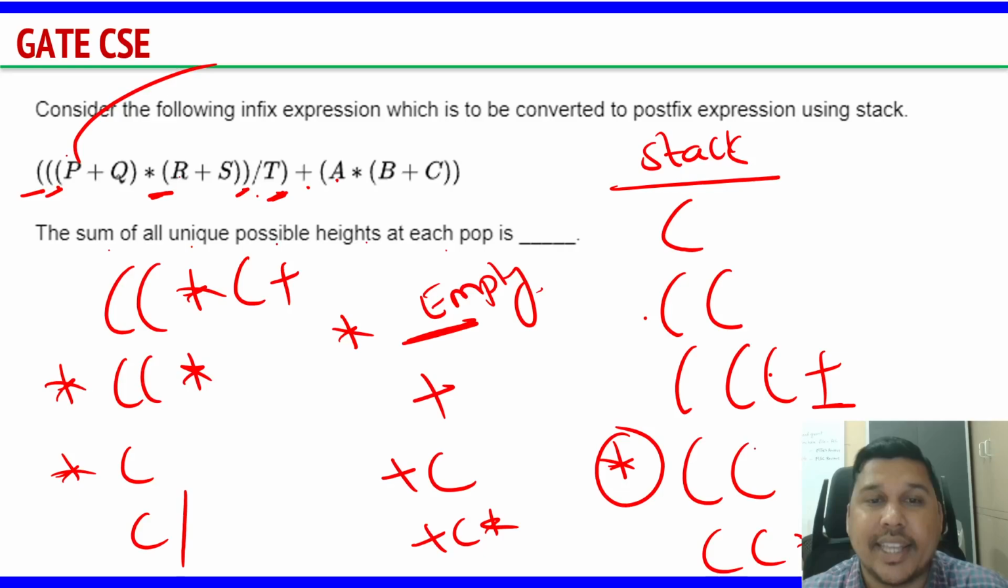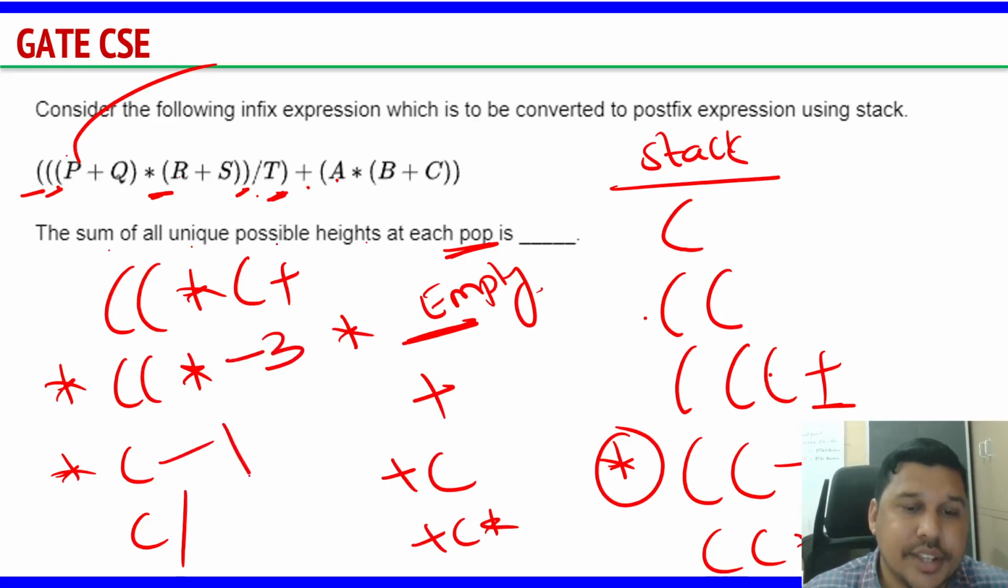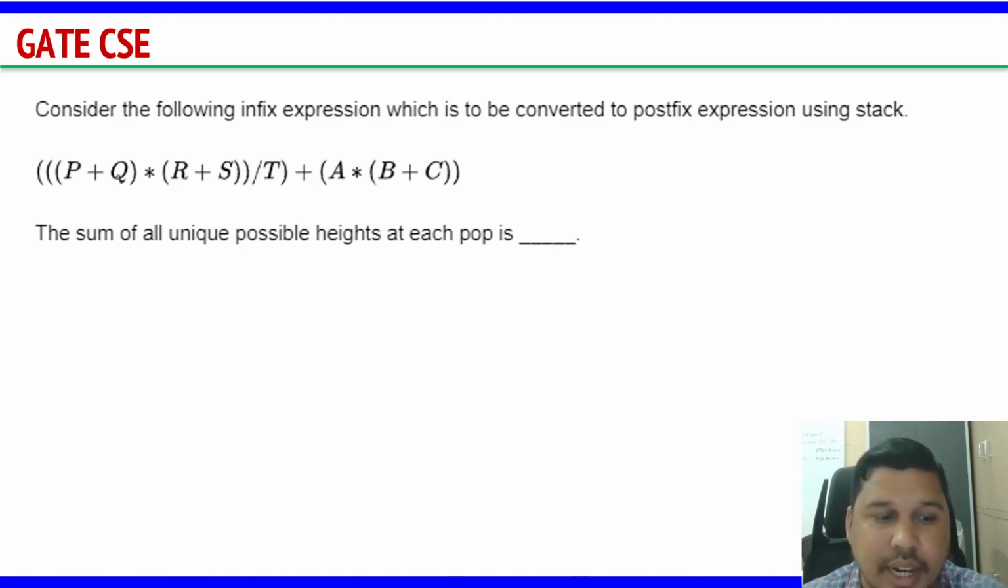So you keep doing the logic in this way. You expand and keep that table. Then whenever you are performing the pop operation, what is the height? See, here this is 2, this is 3, this is 1. Like this, wherever you did the pop operation, you can count the unique heights of the stack. So can you count it and tell what answer you got there? Please find it out.